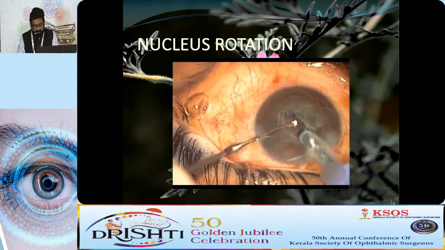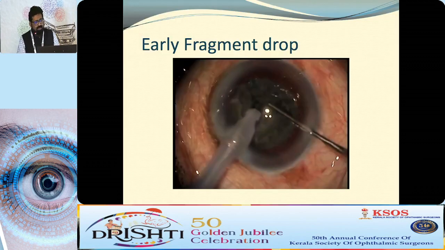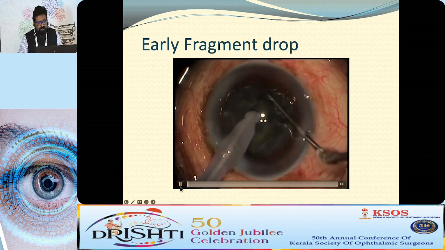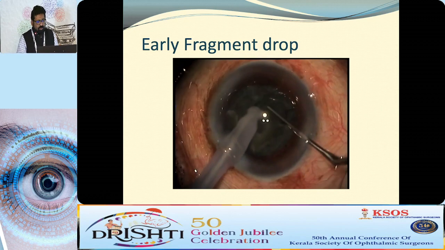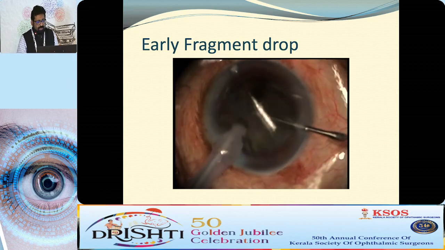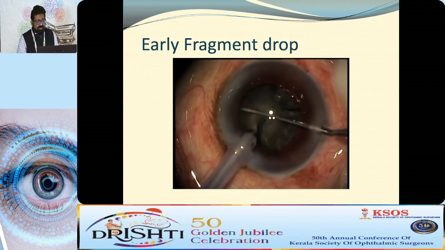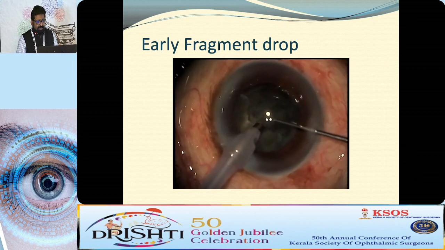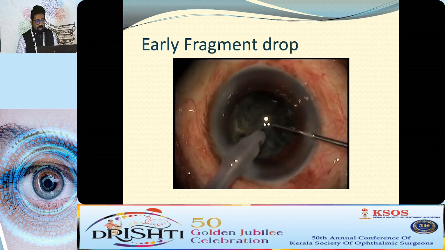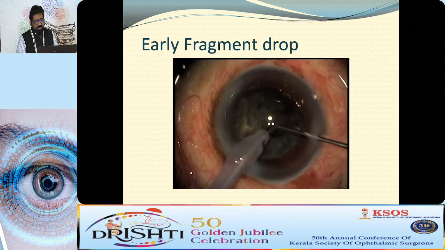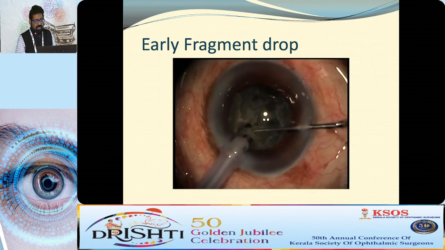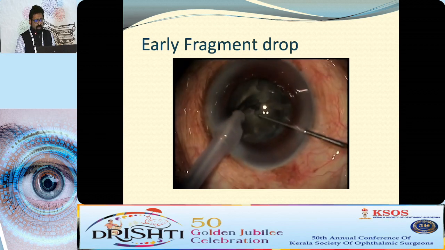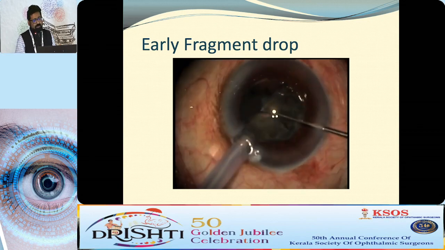And here again, this is an early fragment drop. So he tries a peripheral chop and it is going into the periphery, and he doesn't realize, he keeps on rotating. It's not rotating. He keeps on attempting this one, and then you have a sudden fragment drop. And by the time it is evident, all the damage has been done. See, now he's again trying to rotate and the fragment is dropped.